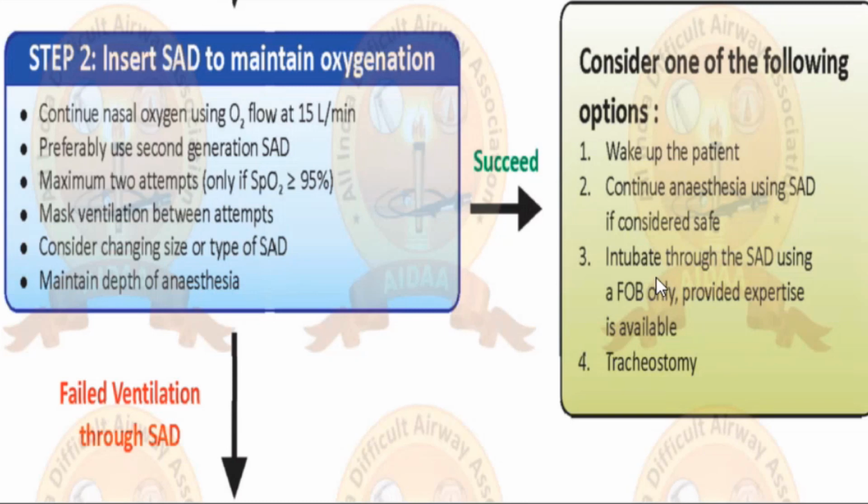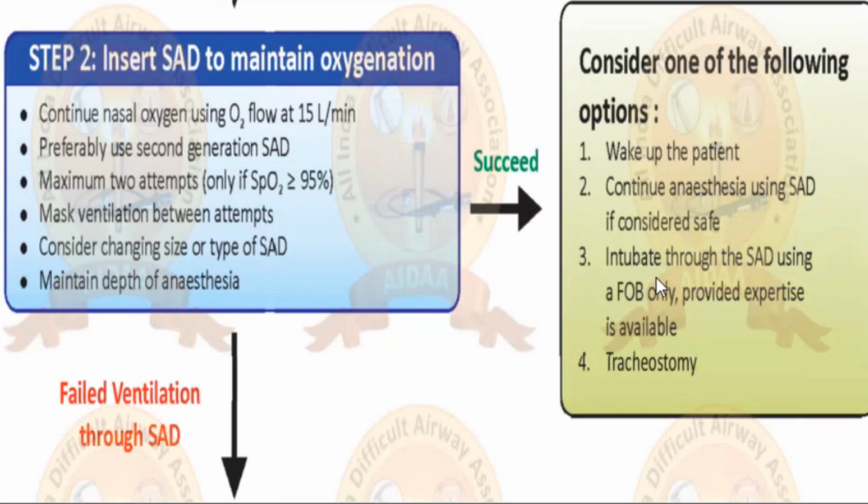Now you're able to secure the airway here. I mean, you're able to put in a supraglottic airway device and you're able to oxygenate the patient. So what do you do next? There are 4 things that have been advised. So the first thing is, you think it's not an emergency surgery. You want to plan better the next time around. So you can discuss with your surgeon and wake the patient up.